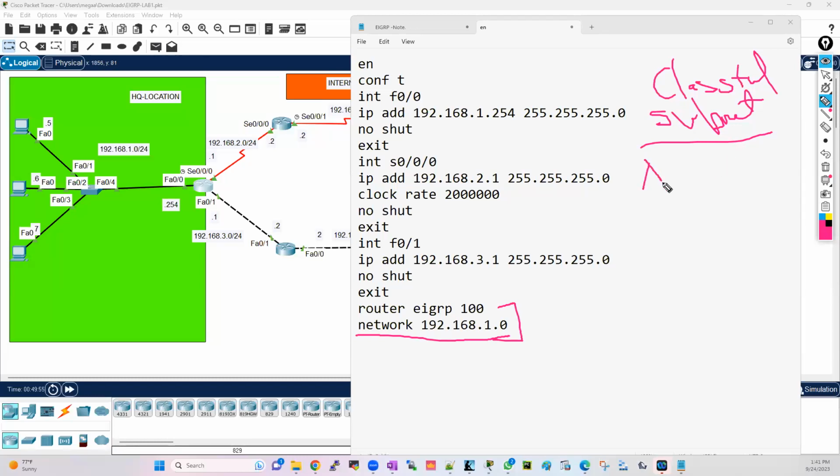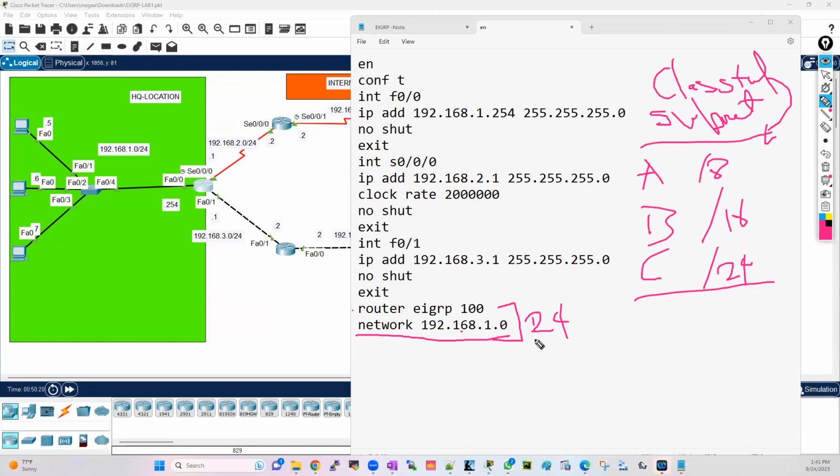Okay, class A, class B, class C, this is /8, /16, /24. Yes. At this point, they are classful because they are not subnetting. So if you leave it like this, the router is intelligent to know that this is class C. It's going to put it on what? /24. But what about we put it on /24, but it has been subnetted?